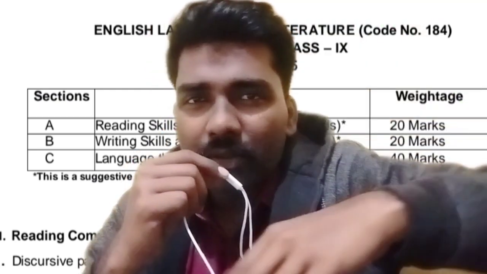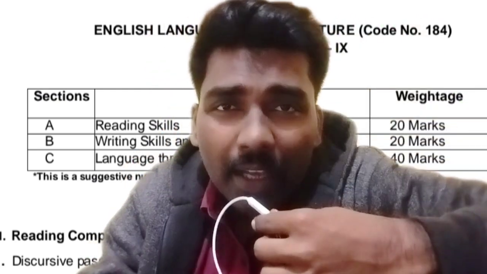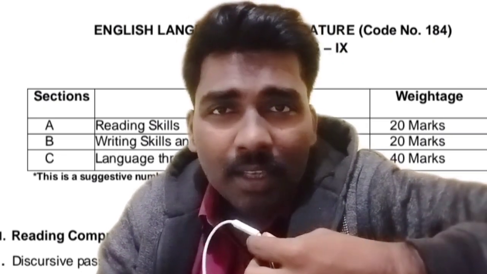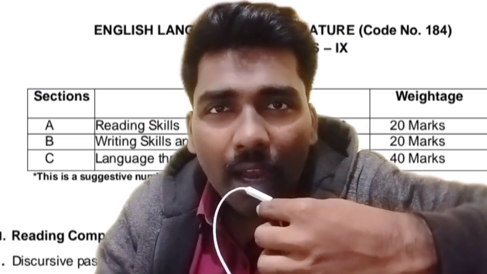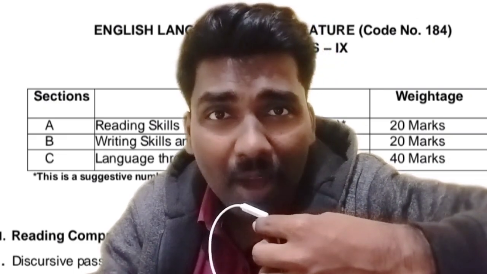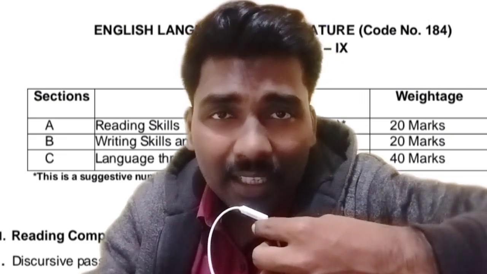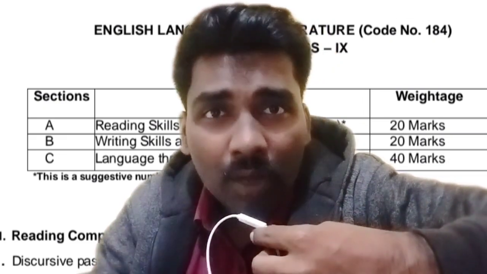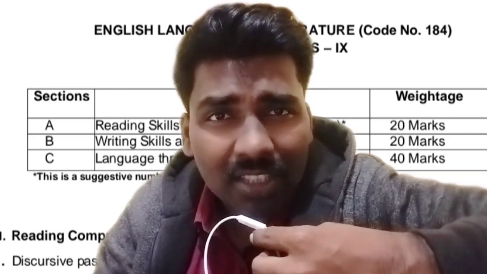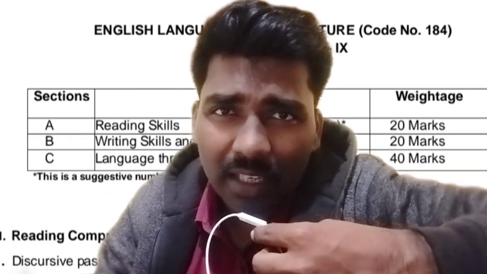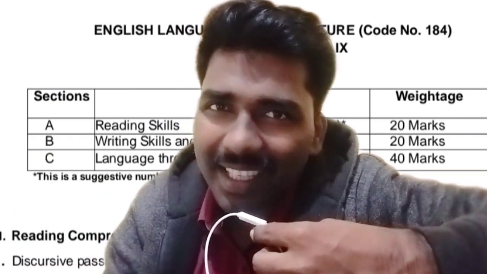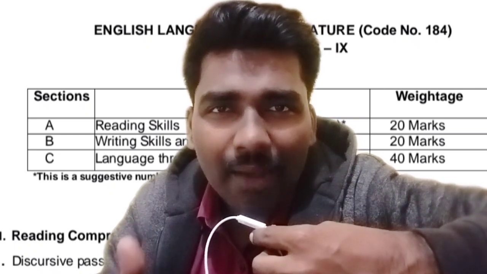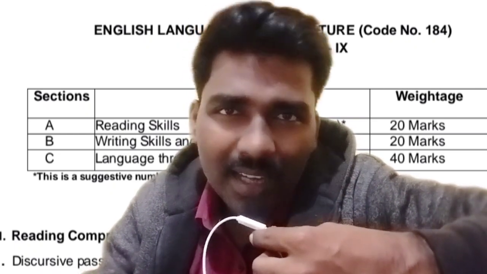Dear students, in this video, I'm going to guide you on grammar topics, how to study grammar, and how to score 10 out of 10 marks. Because you have grammar for 10 marks and writing skill for 10 marks. Your paper is divided into three sections: Section A, reading skill; Section B, grammar and writing skill; and the third section, language and literature. Let's get started.